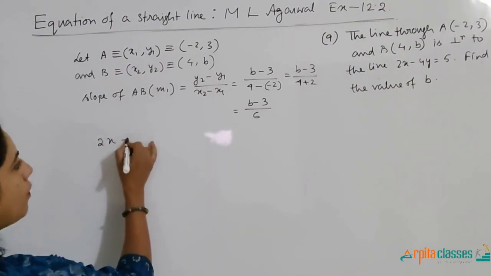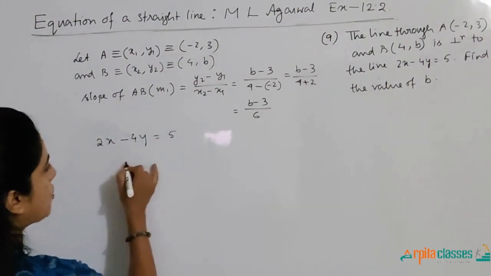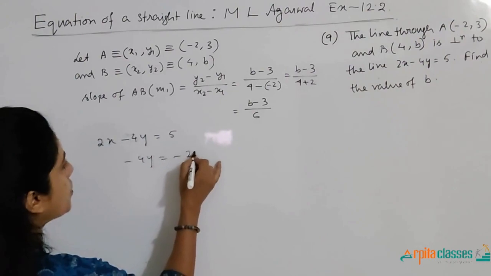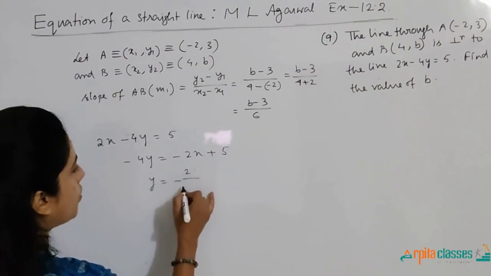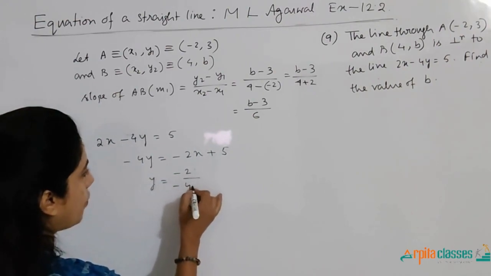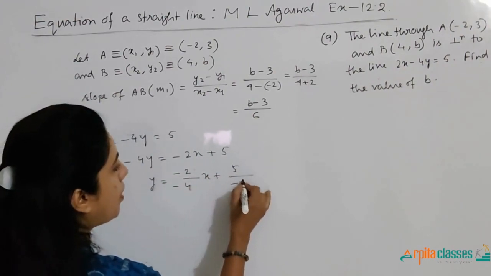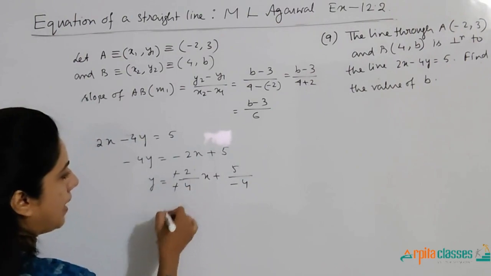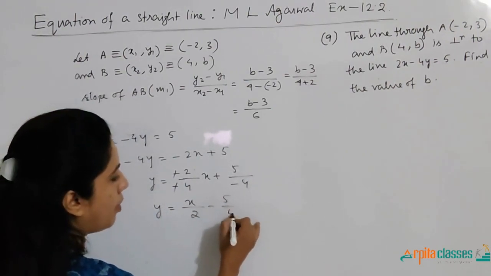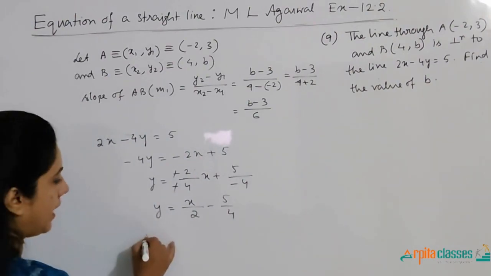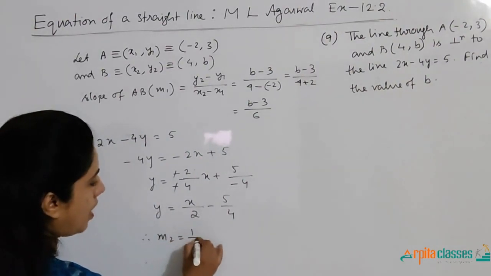2x minus 4y is equal to 5. So minus 4y is minus 2x plus 5. Therefore, y is equal to minus 2 upon minus 4 x plus 5 upon minus 4. From here, minus minus cancels. y is equal to x upon 2 minus 5 upon 4. So from here, we get m2 is equal to half.